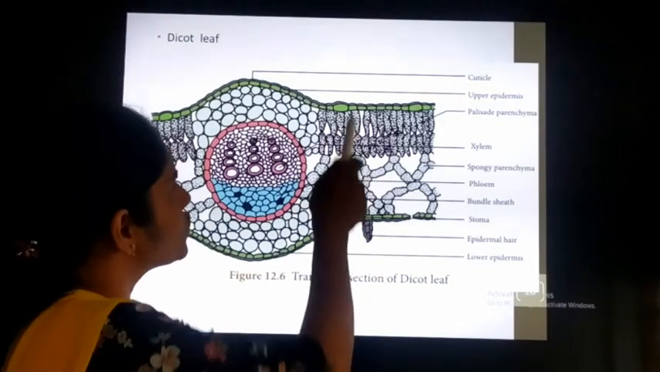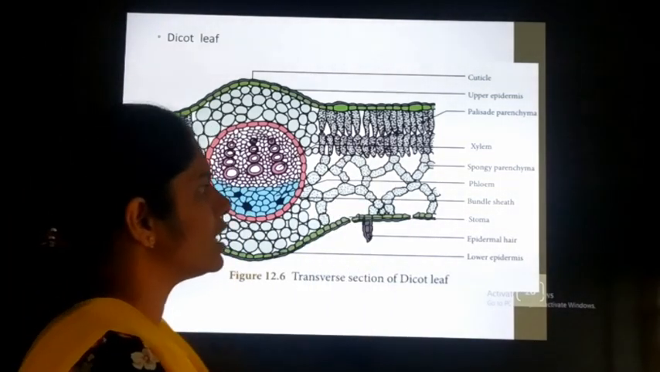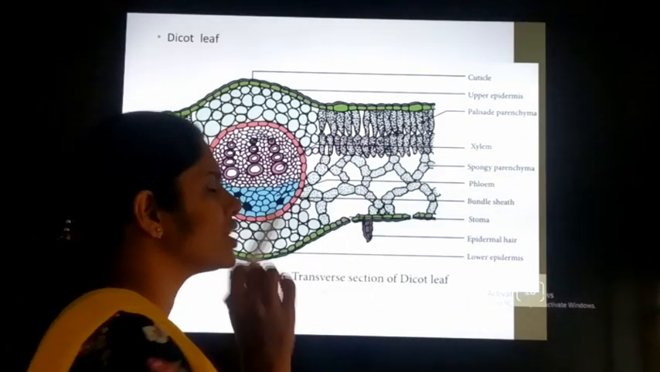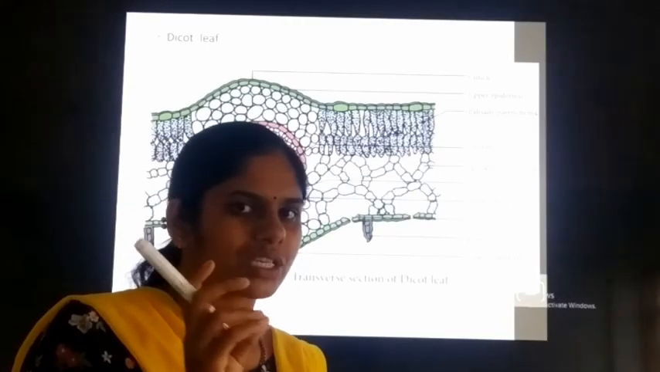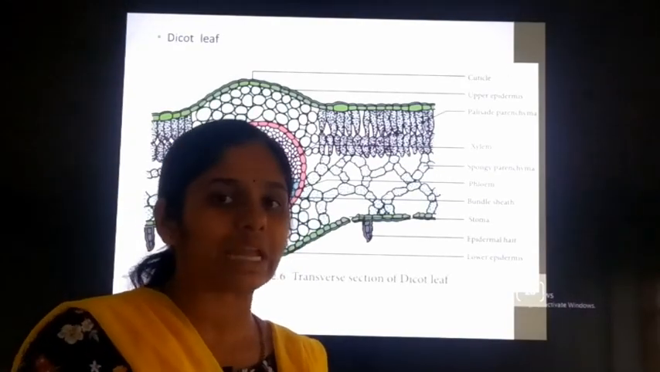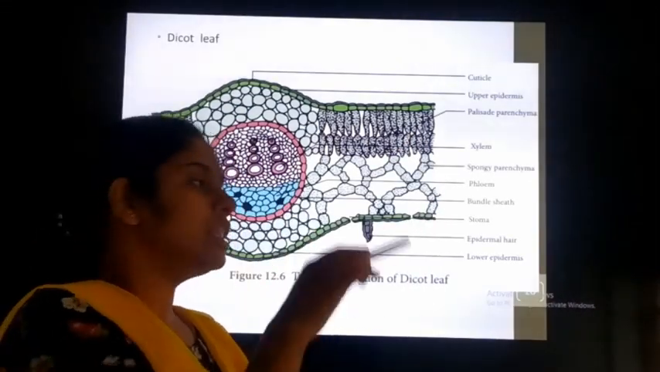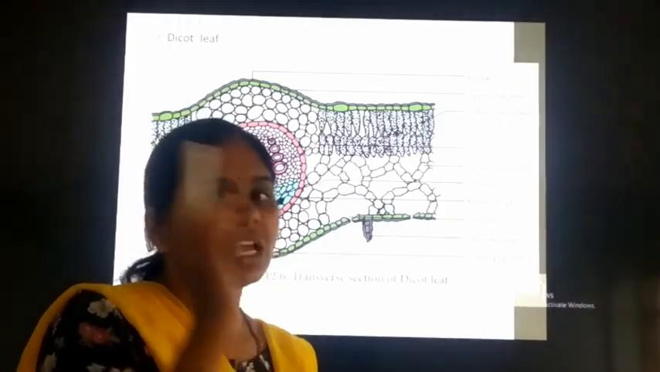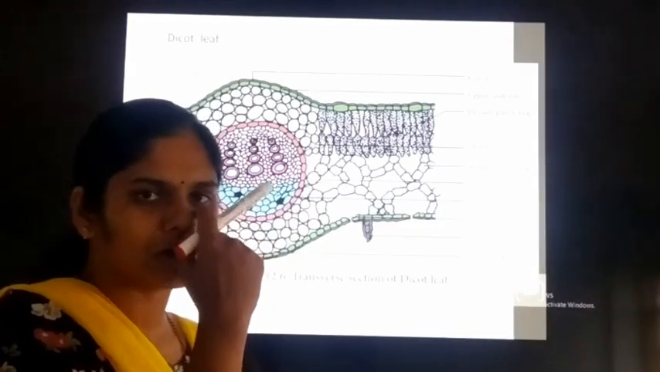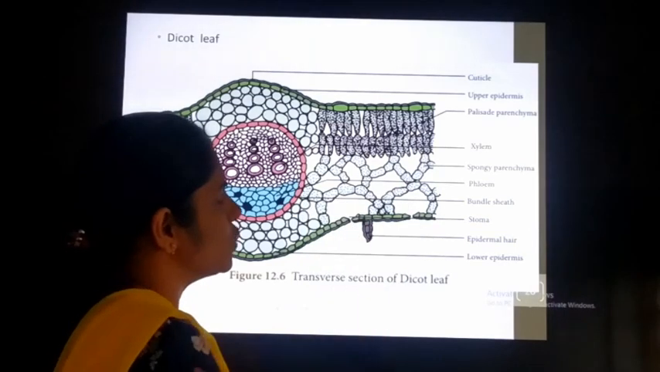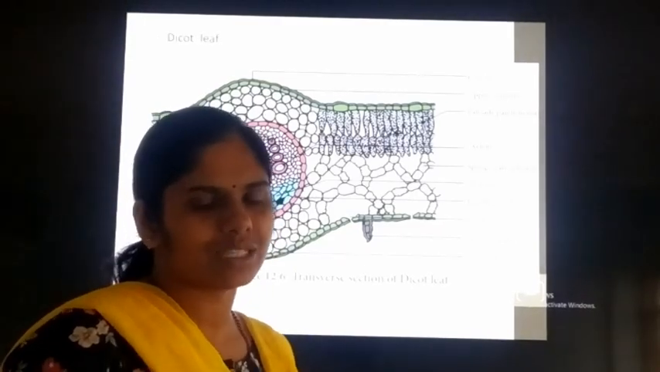Next, between the two epidermis there are a number of tissues. This region is called the ground tissue. The types of tissue systems are the vascular tissue system, the ground tissue system and the epidermal tissue system. Except the epidermis and vascular bundles, all the remaining tissues are called ground tissue. In a leaf, the ground tissue is called the mesophyll tissue, which is made up of parenchyma cells.